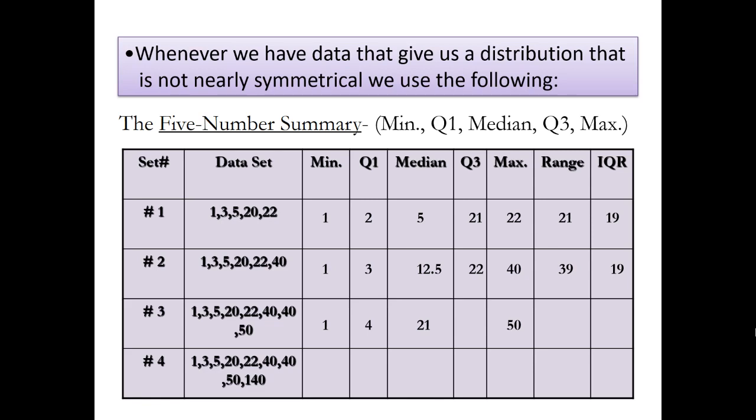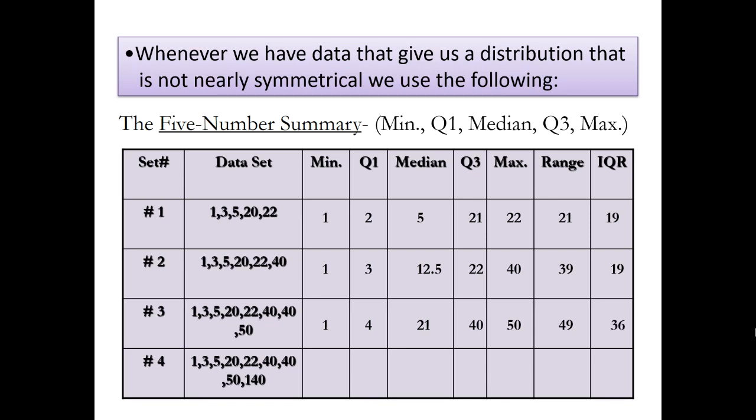We're going to have the same thing happen for Q3. Just like we had 4 points to the left, we're going to have 4 points to the right. But this time, I have 40 and 40. I add those together, I get 80. Divide in 2, I get 40. So my Q3 is 40. Range, 49. My IQR, 36.